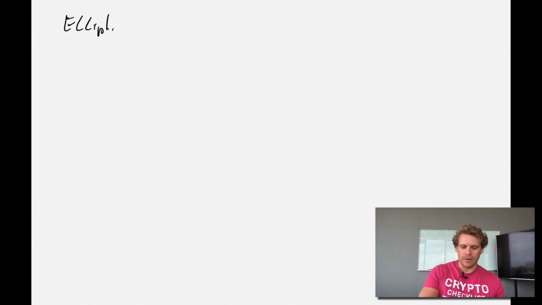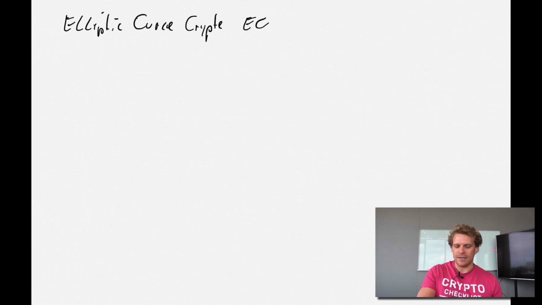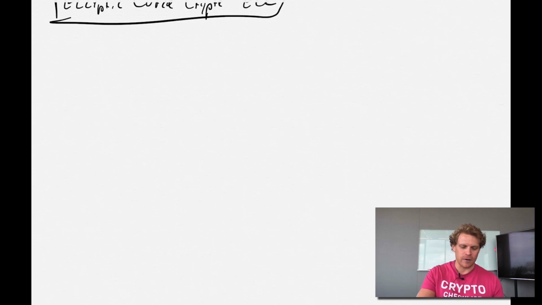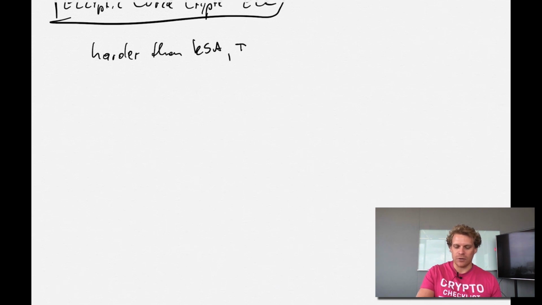Now, elliptic curve is harder. Let's go into the writing pad here. So we're talking about elliptic curve crypto, many times abbreviated as ECC, and that's what we're talking about today. Elliptic curve cryptography is harder than RSA and also the discrete logarithm problem, and that has a couple of advantages.